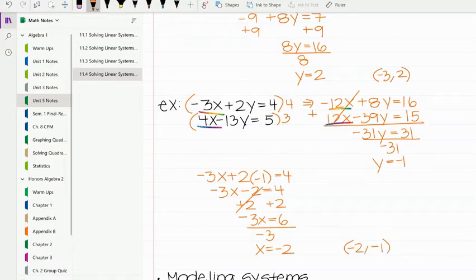So in other words, if I were to graph both equations, that is where they would intersect. Okay, as far as special cases, they are going to be exactly the same as they were in 11.3, meaning if you are eliminating something and you get 0 equals 0, then it would be infinite solutions. But if you get something like 0 equals negative 2, then it would be no solution.